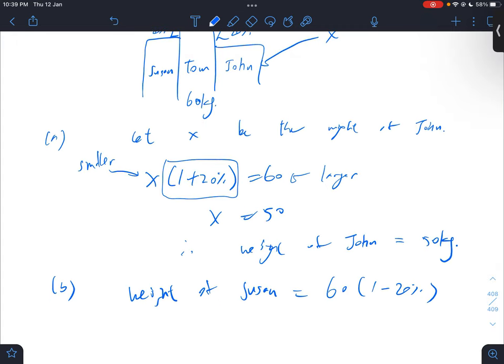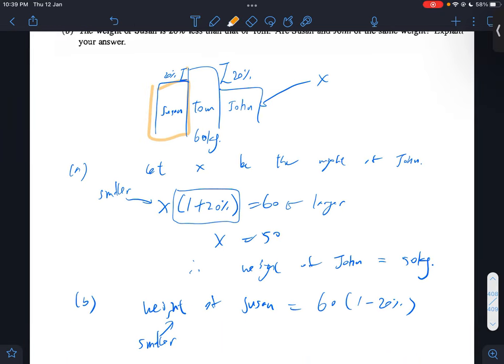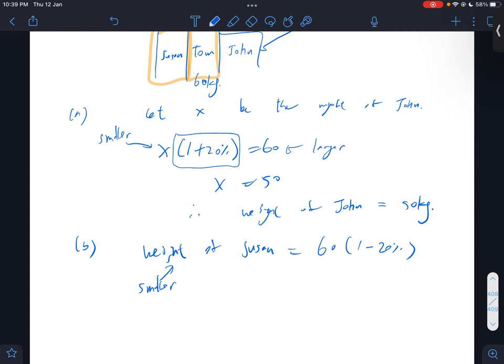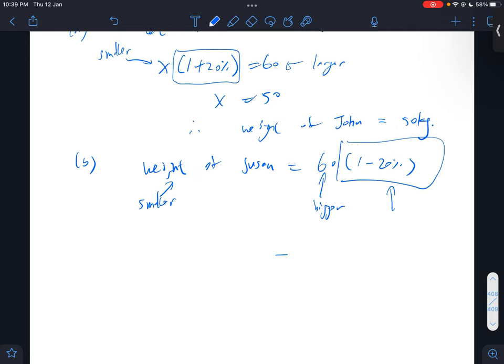And because the weight of Susan is actually smaller, right? We can tell in the diagram because the weight of Susan is smaller than Tom's. So this kind of equation is right. Because you see, this is a bigger number, right? And this expression makes the 60 smaller. Okay, so the weight of Susan ends up being 48.